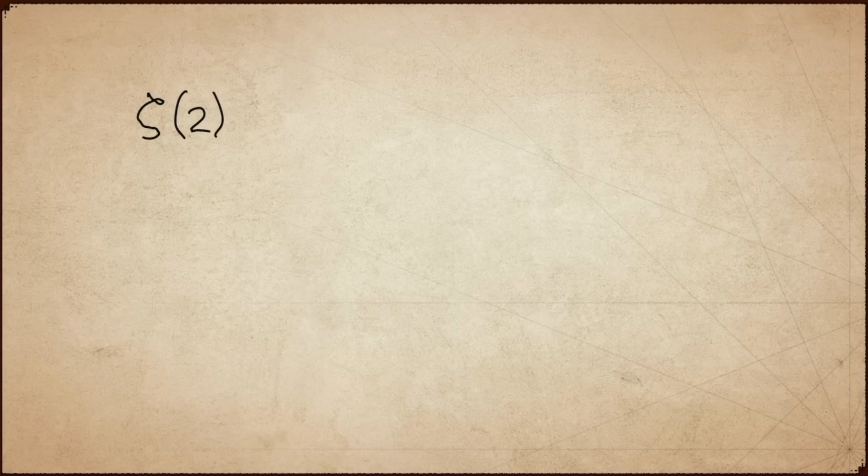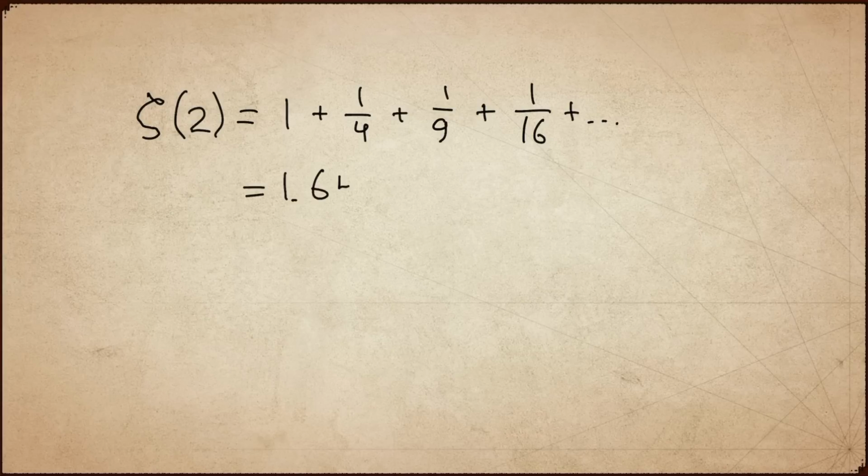The Riemann zeta function, evaluated at 2, is, by definition, 1 plus 1 over 4 plus 1 over 9 plus 1 over 16, and so on, the reciprocal square numbers. This limit is 1.644934, and so on, which is not just some random real number. This is exactly pi squared divided by 6.